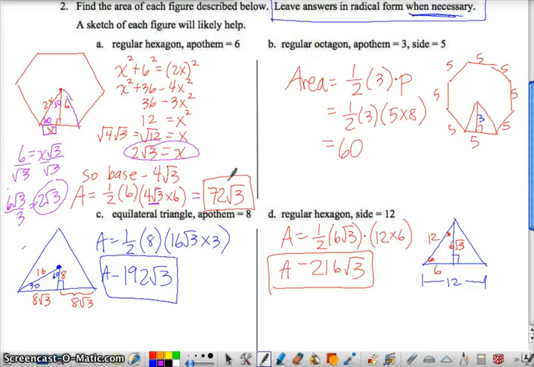For letter B, this one was straightforward. I gave you the length of the apothem. I said it's an octagon, which means it's an 8-sided figure. So when I gave you the side length of 5, we knew there was 8 of them, so that's why I have 5 times 8 here, because I'm getting the perimeter, which is 40. I take 1/2 times 3 times 40, so I get 60.